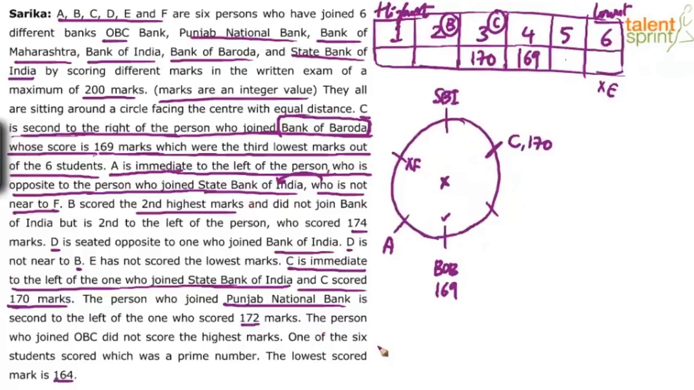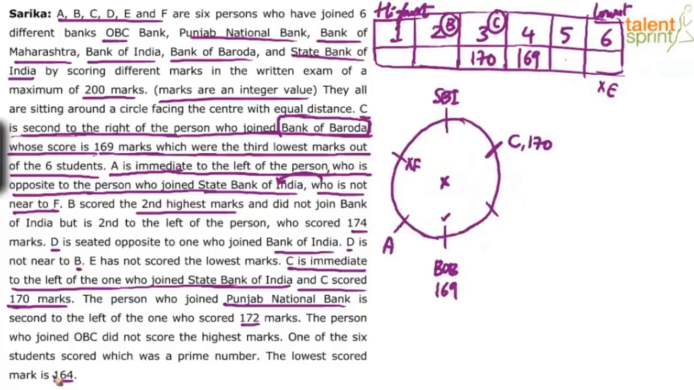Quickly read all the statements. Basically, that's the idea, right? Read all the statements very quickly. The person who joined OBC did not score highest marks. Nothing really useful here, right? One of the 6 students scored something which was a prime number. So this again can be useful, but not immediately, right?